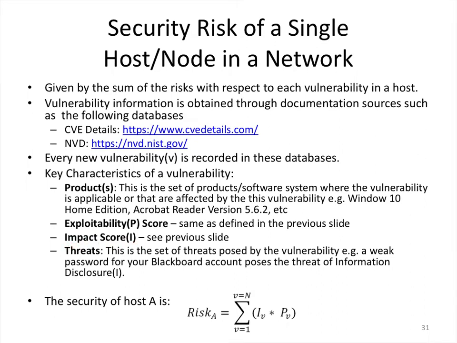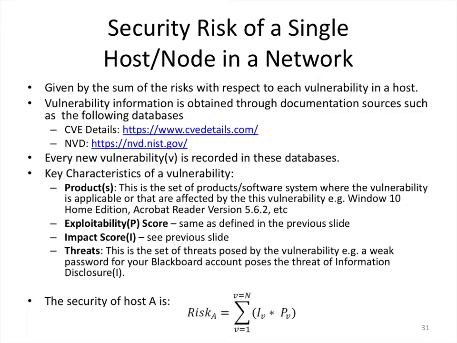Of course, the impact score is based on some business requirements. It's not based on the product. So the impact score here is not based on the product. I mean, Windows 10 itself has no value, but Windows 10 has a very, very strong value if it's used as part of a banking system, right? So this is the difference between the impact score and the exploitability of a certain vulnerability.